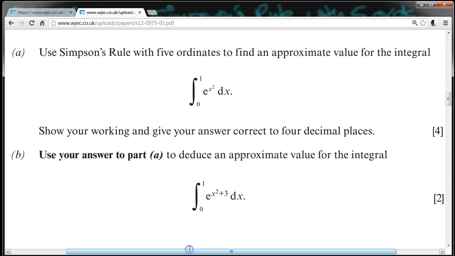Use Simpson's rule with 5 ordinates to find an approximate value for the integral of e to the x squared between 0 and 1. Show your working and give your answer correct to 4 decimal places. Part B. Use your answer to Part A to deduce an approximate value for the integral of e to the x squared plus 3 dx between 0 and 1.